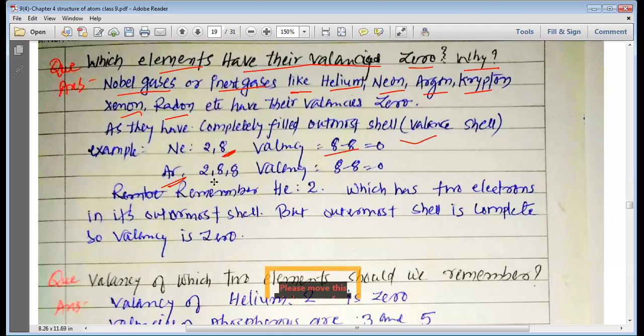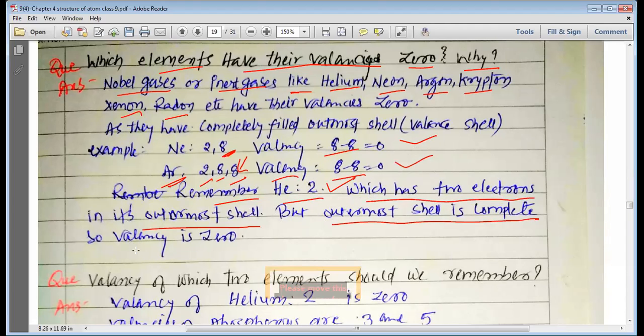Same way, if you look into argon, the electronic configuration of argon is 2, 8, 8. So it has 8 valence electrons, and that is why the valency is 8 minus 8, that is equal to 0. Remember, my dear students, that helium has the electronic configuration 2. So it has 2 valence electrons in its outermost shell, but the outermost shell is completely filled.